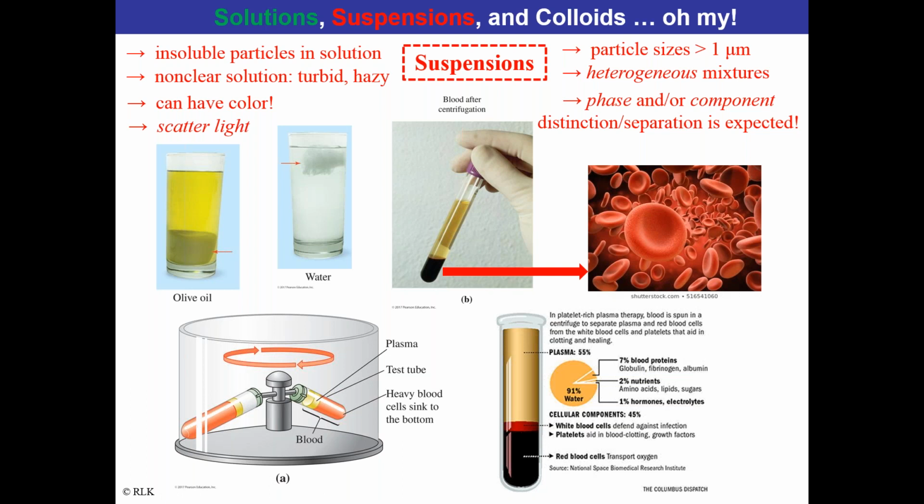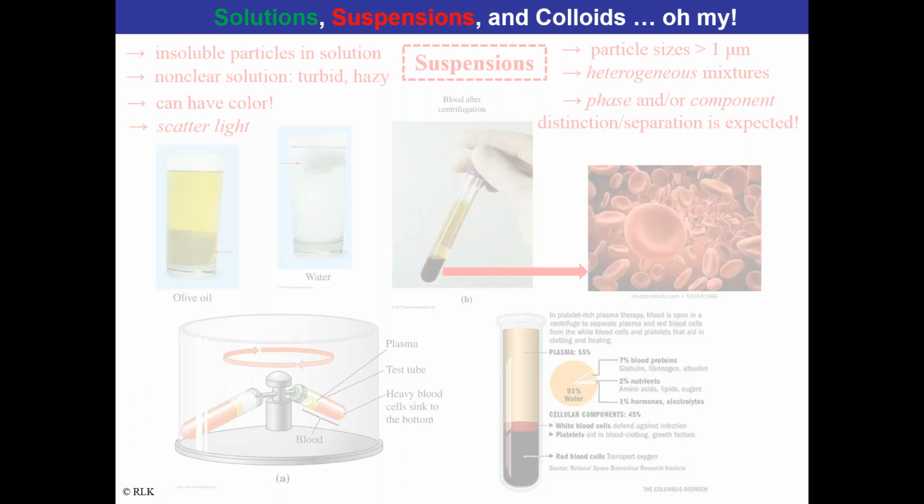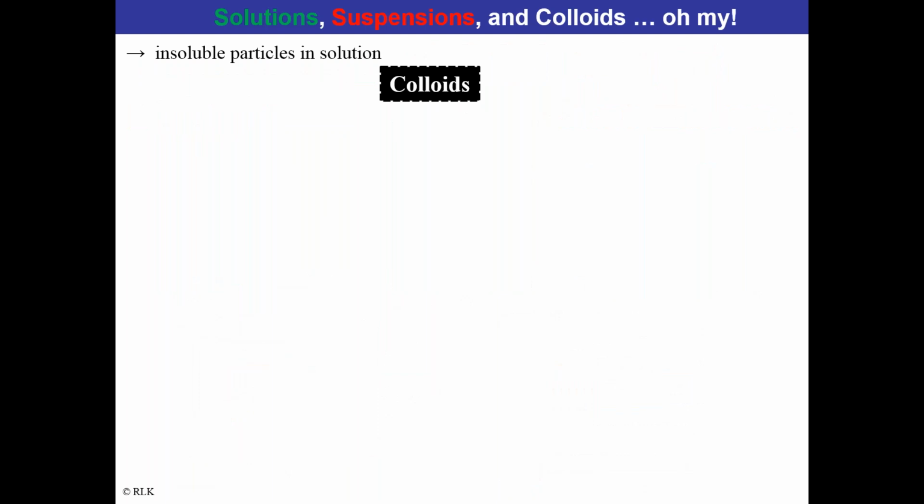So blood is very complicated, and you would consider it to be a suspension because you're able to get those distinct phase separations to occur. So blood is a suspension. It's not a solution, and it's not a colloid. Which brings us to colloids.